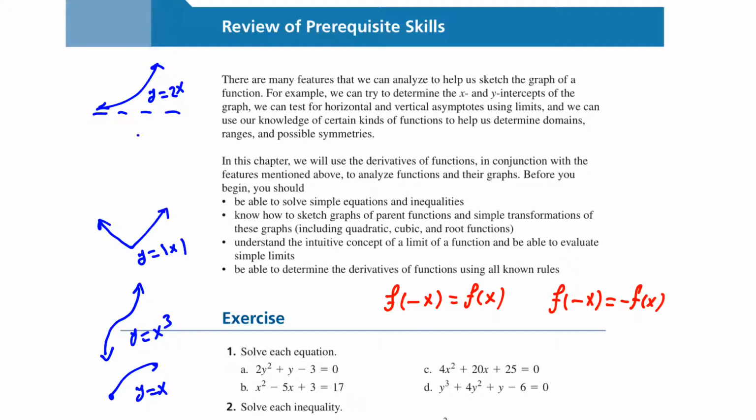We know the graph of y equals 1 over x, the reciprocal function. The graph of 1 over x squared, the reciprocal of x squared, and we need to know how to find the asymptotes that we talked about and the rules that we worked on derivatives.